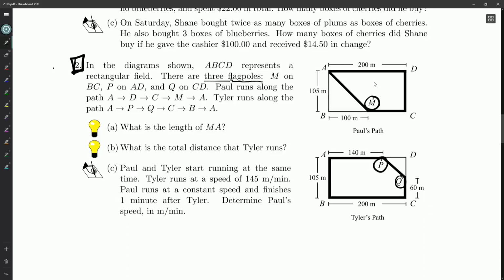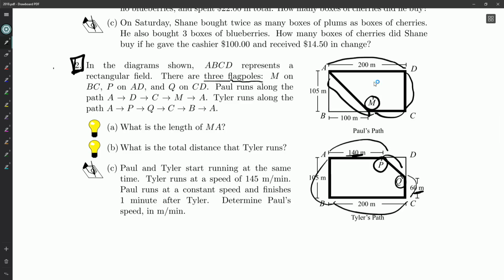Paul runs along the path A to D to C to M to A. And Tyler, I'm assuming he's the lower path, runs along A to P to Q to C to B to A. Okay. So we've got 2 light bulbs and a written. We've got various lengths here they don't tell us about in the question, but they're obviously on the diagram. It looks like the dimensions of ABCD is 200 by 105. M is halfway between B and C. And we've got 140 meters and 60 meters telling us where P and Q are.